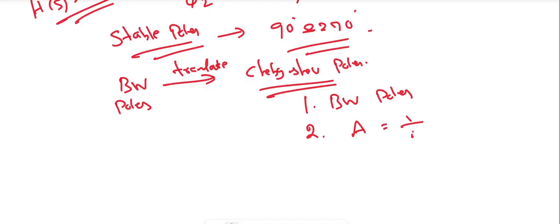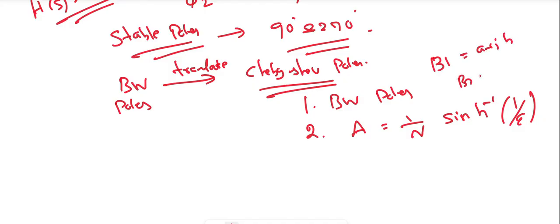That is, A is equal to 1 by n sinh inverse of 1 by epsilon. For the Butterworth poles, for example, what are the poles? How many stable poles do you have to consider? B1, B2, B3, B4 like that. So B1, for example, is A plus jB and B2 is A minus jB. So what are the Butterworth poles you determine? For example, B1, B2. Then determine the design parameter A. Then find tanh A and cosh A.